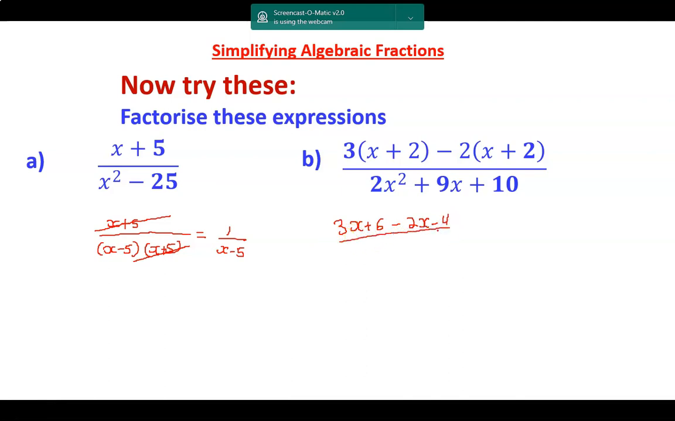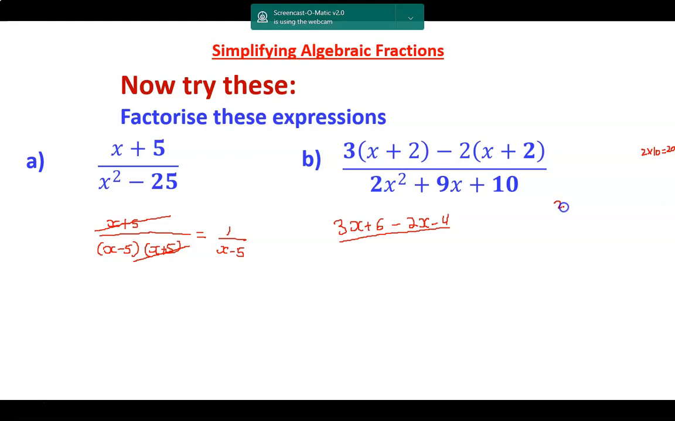Now, the bottom we need to factorize. As we have seen before, we need to multiply 2 and 10. If we multiply 2 and 10, that gives us 20. Let me write that down at the corner. So 2 times 10 gives you 20. Now we're using that 20 as a temporary number. We're looking for two numbers that, when you multiply them, give you 20, and when you add them, give you 9. That must be 4 and 5. So we're going to use that 4 and 5 to factorize our expression.